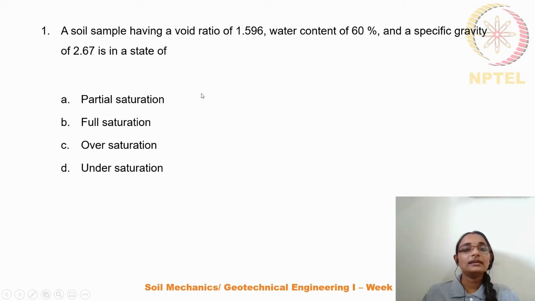So, we are given a soil sample and we know the values of void ratio, water content, and specific gravity. We need to identify the state of the soil sample with respect to the saturation level. So, which parameter do we need to estimate for solving this question? Yes, it's degree of saturation. So, can you all please calculate the degree of saturation for this particular soil sample and let me know the correct option?